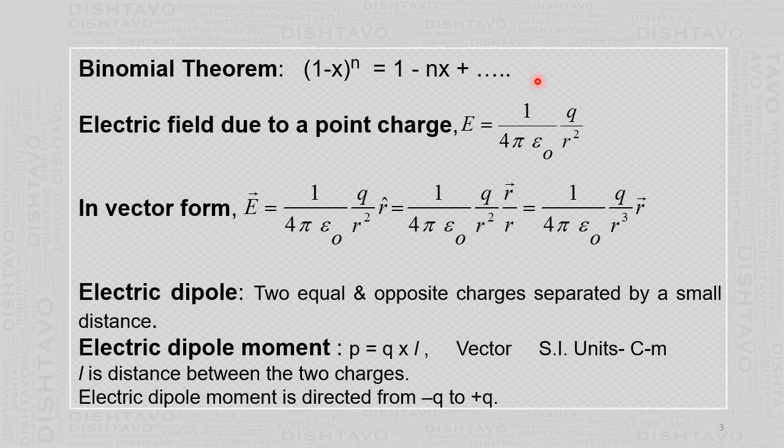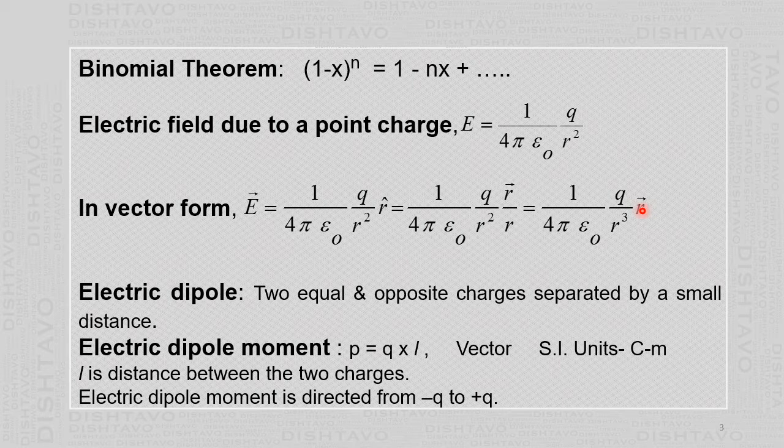Then the magnitude of the electric field due to a point charge at distance r is E equal to 1 upon 4 pi epsilon 0 q by r square. In the vector form, we can write it as vector E equal to 1 upon 4 pi epsilon 0 q by r square into unit vector of r. Then the unit vector can be written as vector r divided by r, and after simplifying you get 1 upon 4 pi epsilon 0 q by r cube into vector r.